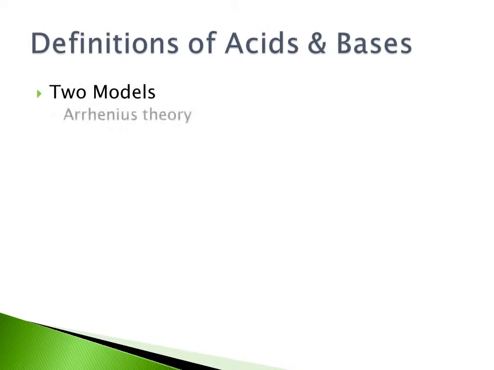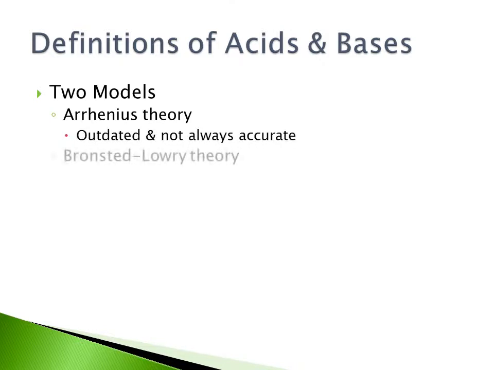Now, why do we care about hydroniums or H pluses? Well, there are two different ways to describe acids and bases. The old way is called the Arrhenius theory. It's a little outdated, it's not always accurate, but it's a very simplistic view, and so it's easy to remember. The Bronsted-Lowry theory is updated. It is accepted as the most accurate description, and it's what we tend to focus on more, although sometimes it's more difficult to understand.